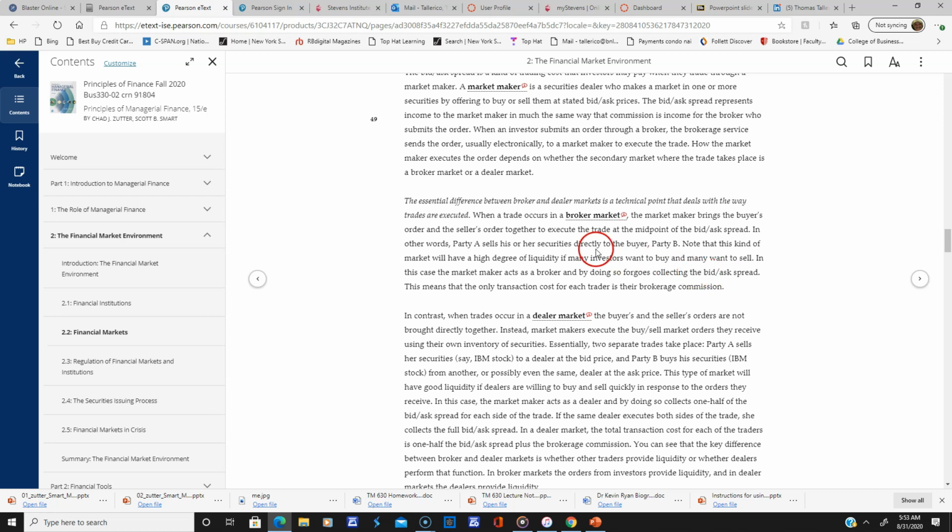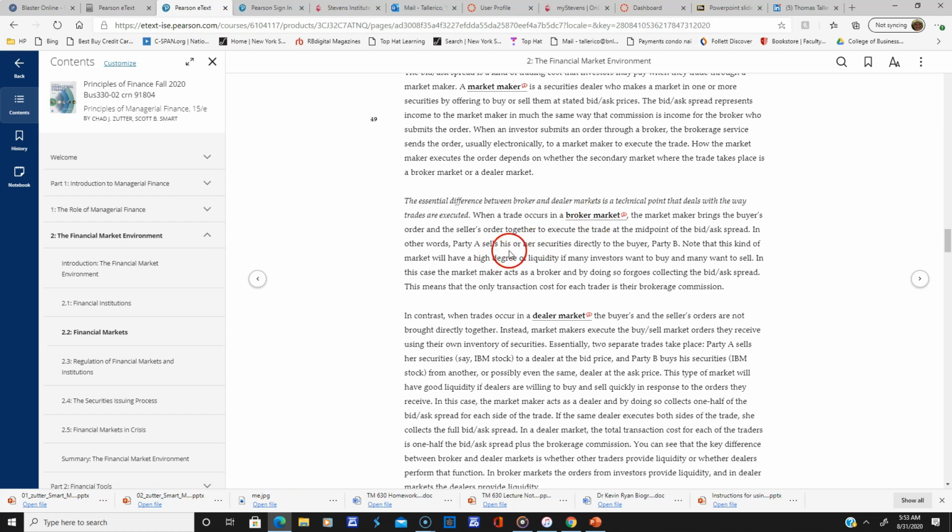All right, so there's two words you kind of have to know here. The essential difference between a broker and dealer markets is a technical point that deals with the way trades are executed. When a trade occurs in a broker market, the market maker brings the buyer's order and the seller's order together to execute the trade at the midpoint of the bid-ask spread. So they do that, right? It's done at the bid-ask spread, right?